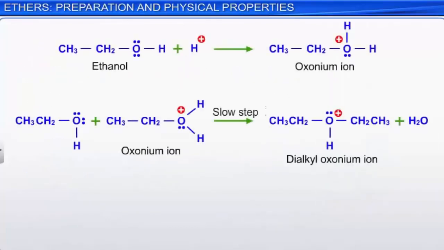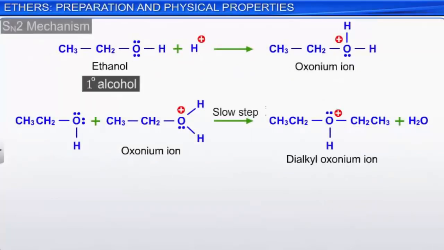Ethers can be prepared by the dehydration of primary alcohols by an SN2 mechanism, which means that the reaction involves an attack by a nucleophile and is a bimolecular slow step. In the first step, the ethanol forms an oxonium ion or a protonated alcohol. In the second step, another alcohol molecule attacks the oxonium ion to form a dialkyl oxonium ion. This is the slow step of the mechanism.